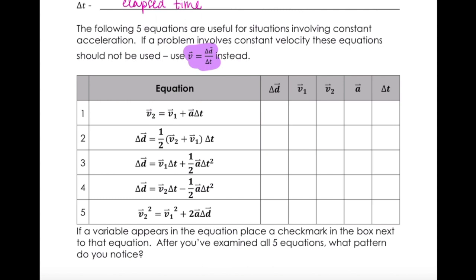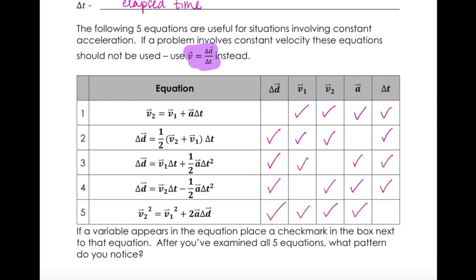Okay, so for this first one, we have V2, we have V1, we have A, and delta T. Okay, for the next one, we have displacement, we have final velocity, initial velocity, and time, or delta T. For the next, we have displacement, we have V1, acceleration, and time. For this one, we have displacement, final velocity, time, and acceleration. And then for the last one, we have final velocity, initial velocity, acceleration, and displacement.